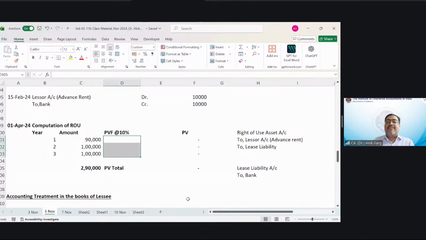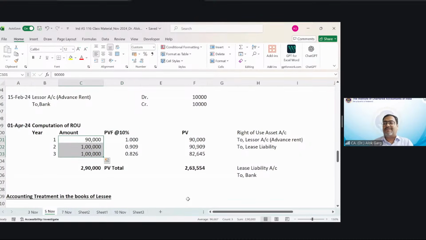So what is the present value factor for this 90,000 rupees? It has to be 1 because it is on the commencement date. For the next period, this is divided by 1.1. For the next period, this is divided by 1.1. Technically speaking, while the term is 3 years, the first payment is happening in the beginning, the second payment is happening at the end of the first year, and the third payment is happening at the end of the second year, right? So this will be your present value of the lease rental.